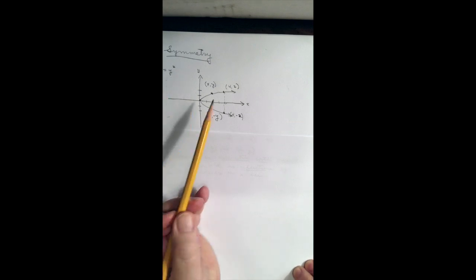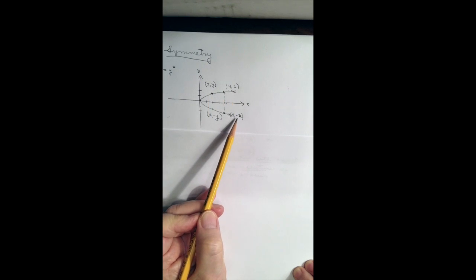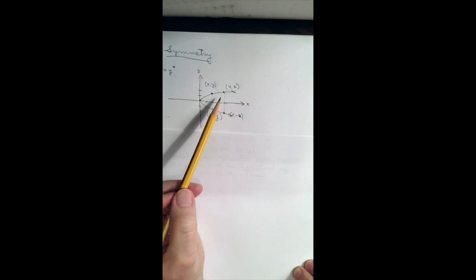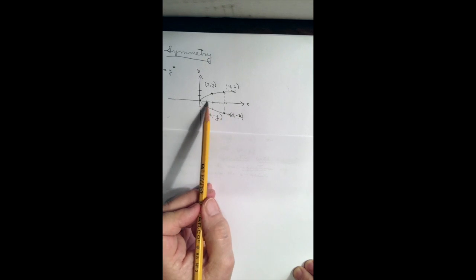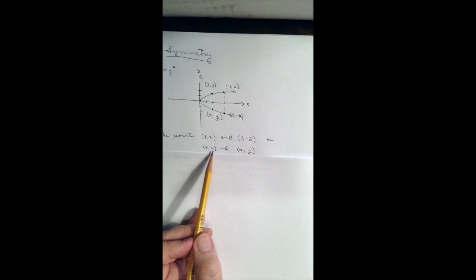The first thing we want to look at is the graph of x equals y squared. And if we compare the point (4, 2) and (4, -2), we see these are reflections of each other across the x-axis. And so for any point (x, y), the point (x, -y) would be a reflection across the x-axis.